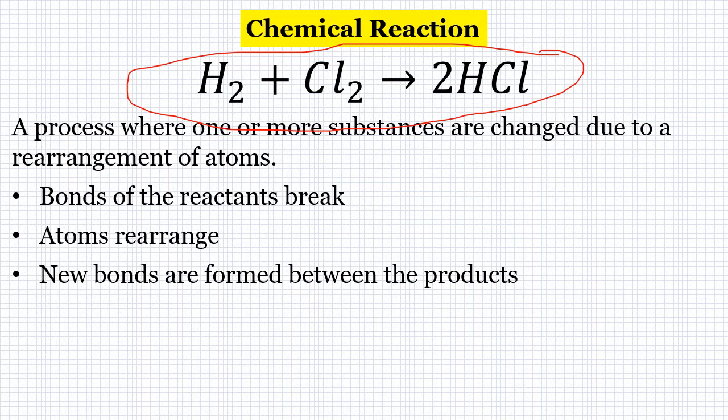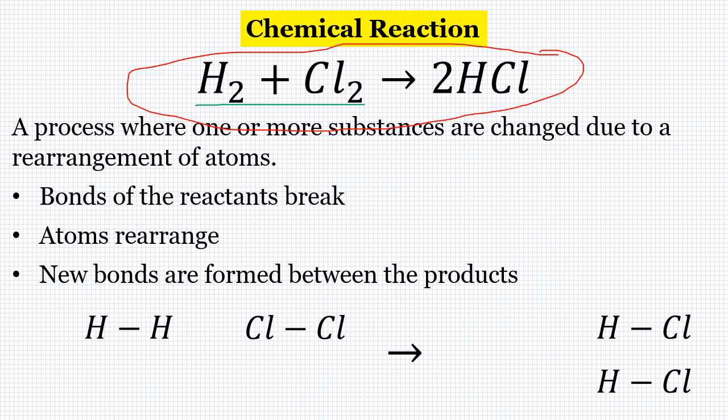Our reactants are the things on the left side of our chemical reaction, our hydrogen and chlorine. The bonds of those reactants are going to break. The atoms are going to get jumbled around and rearranged, and then you'll have new bonds that are going to form. So here's what's going on.